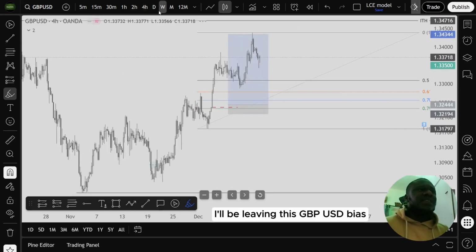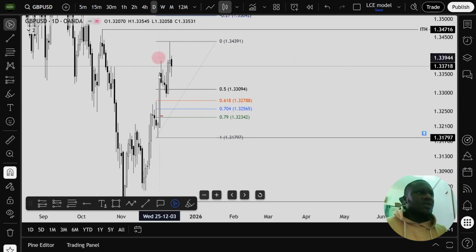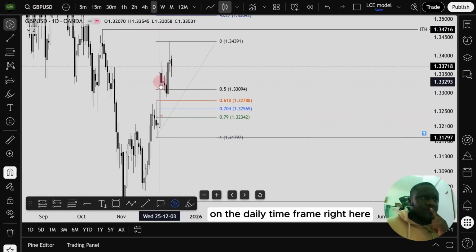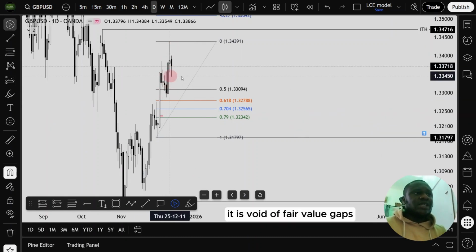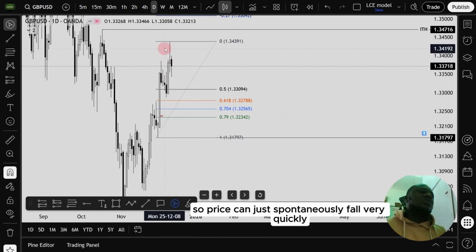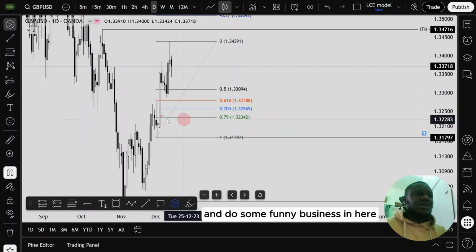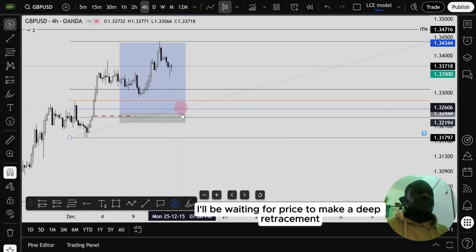However, I'll be leaving this GBPUSD buys, and the reason is because on the daily time frame, this impulsive move right up here is void of fair value gaps. It is lacking fair value gaps, which makes this entire leg a liquidity leg for me. So price can just spontaneously fall very quickly, sweep this low and do some funny business in here and start buying back up. So on GBPUSD, I'll be waiting for price to make a deep retracement.